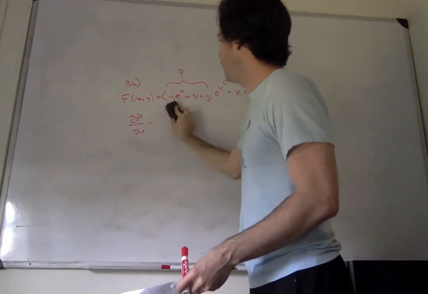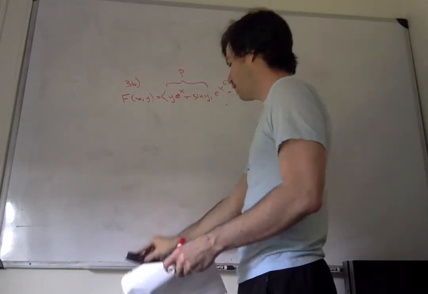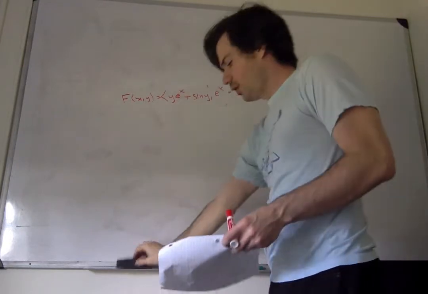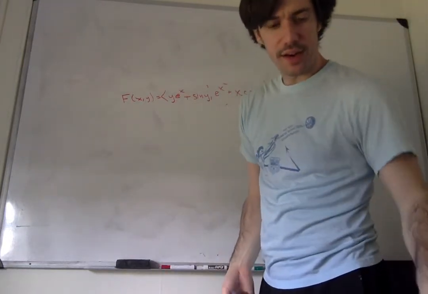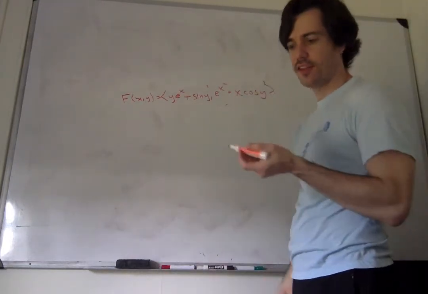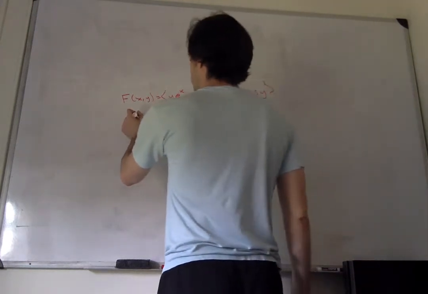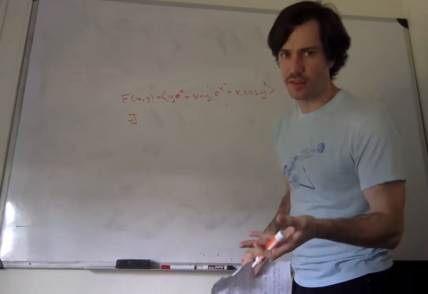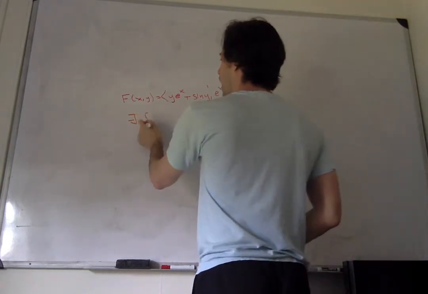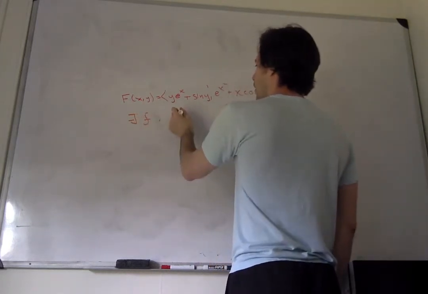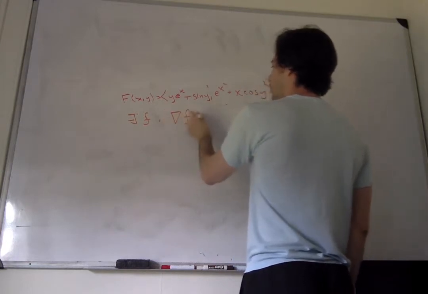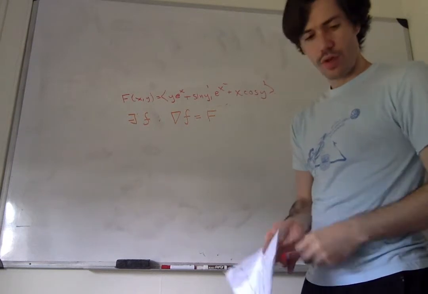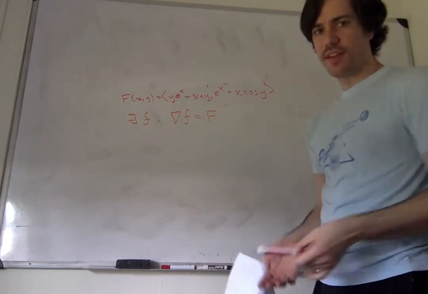Okay, so if it's conservative, what this means is that there's a little f such that, this backwards e means there exists. Okay, so there exists f such that del f equals F. Okay, so why is that helpful?